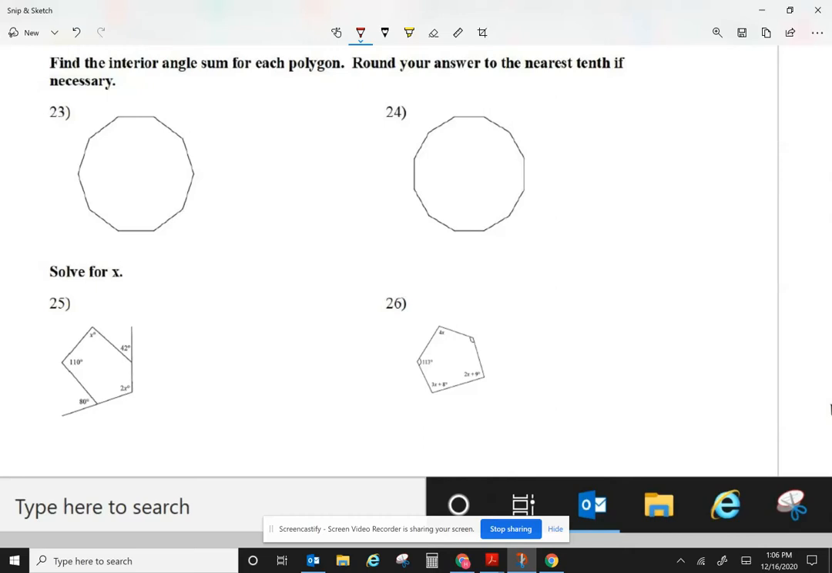Now we're going to be looking at the angles of a polygon. So to begin with, I'm going to ask, find the interior angle sum for each polygon. Round your answer to the nearest tenth if necessary.